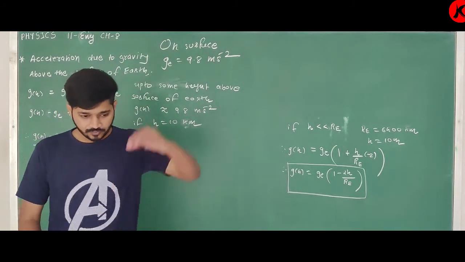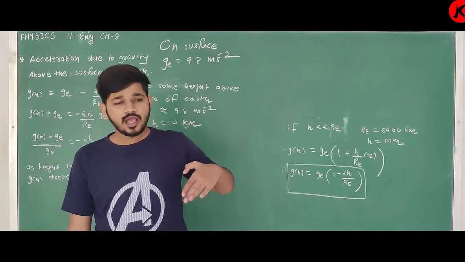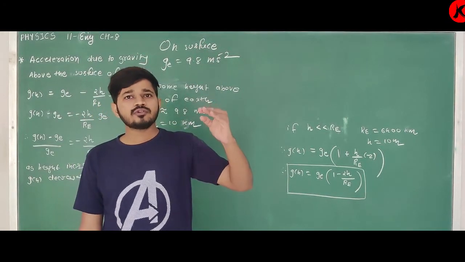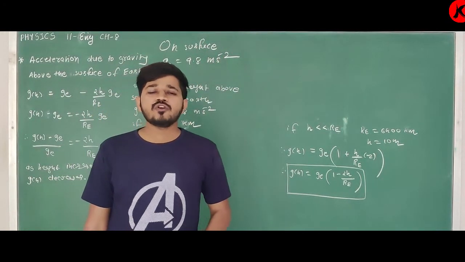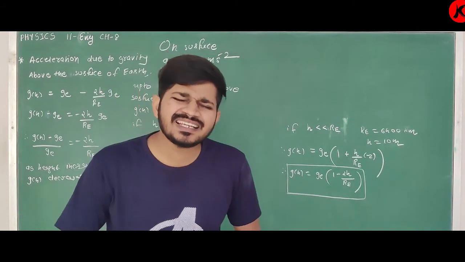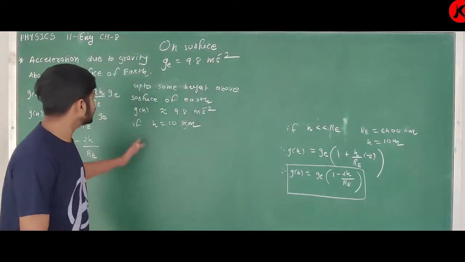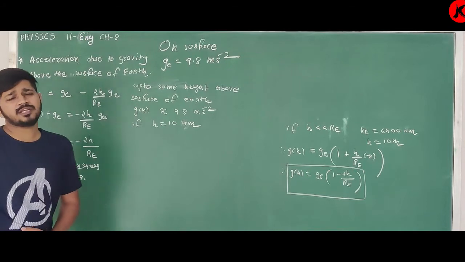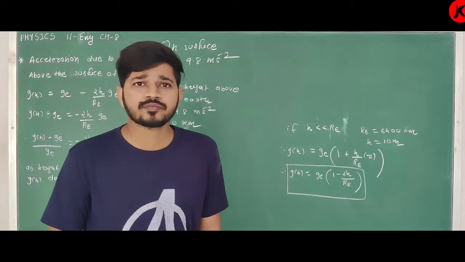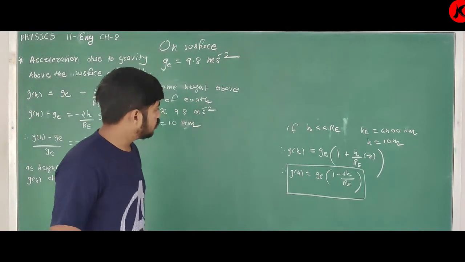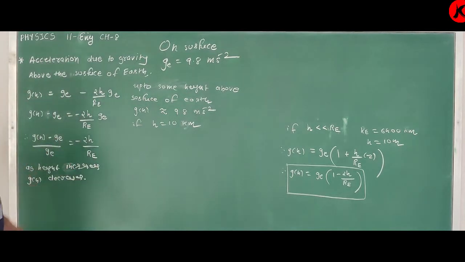So if you are in a multi-story building, on the first floor, 10th floor, 15th floor, the value of gravitational acceleration will be nearly 9.8 meter per second square. Clear about this? Okay? So yes, this point you have to remember.